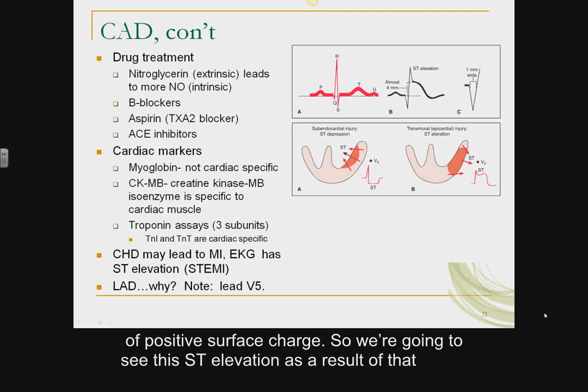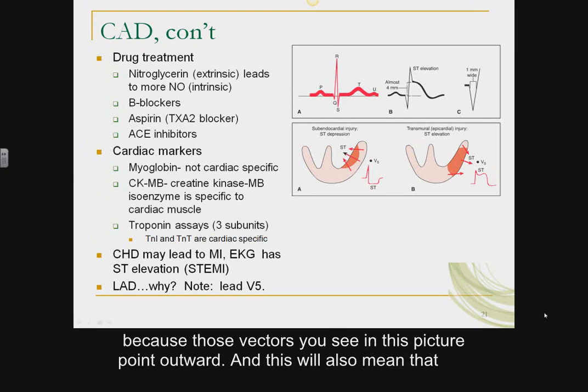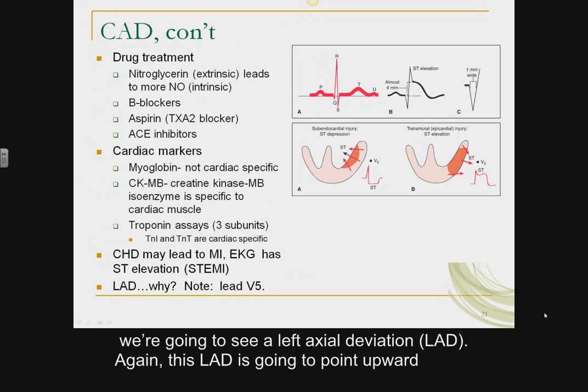So we're going to see this ST elevation as a result of that, because those vectors you see in this picture point outward. And this will also mean that we're going to see a left axial deviation, or LAD. Again, this LAD is going to point upward towards this area along the left ventricular wall.